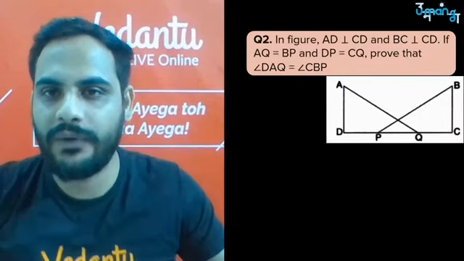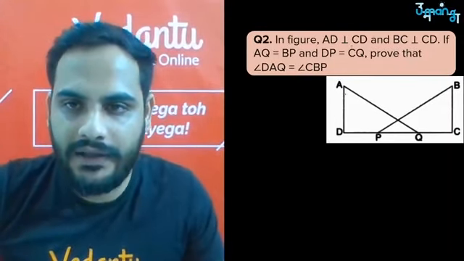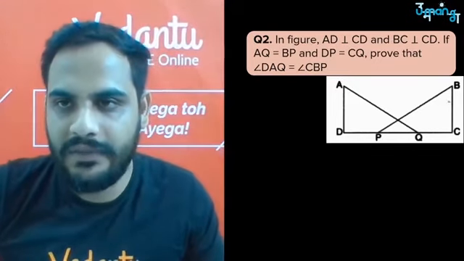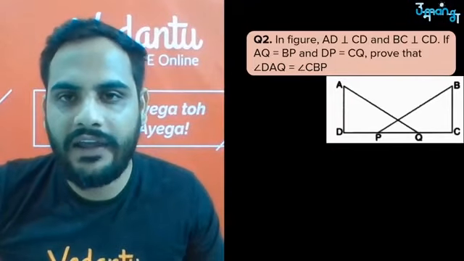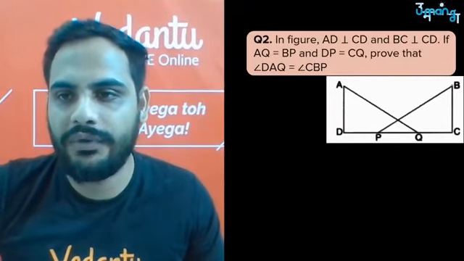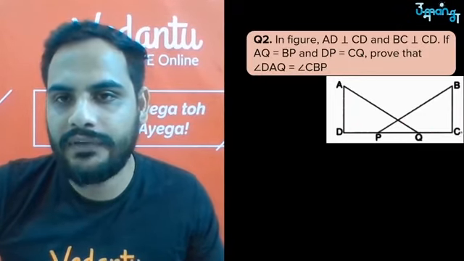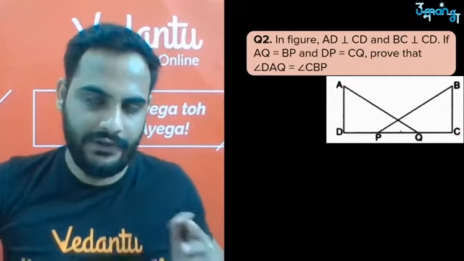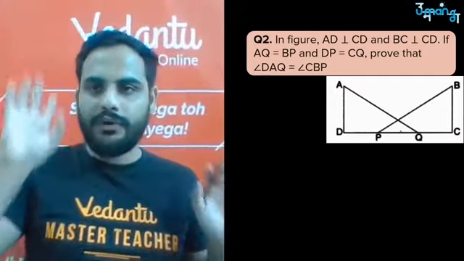Okay. Next question. In the figure, AD is perpendicular to CD, BC perpendicular to CD. I have told you, first read the question. If AQ is equal to BP, and DP is equal to CQ, prove that angle DAQ is equal to angle CBP. Okay, this is your question. Now you have read the question.